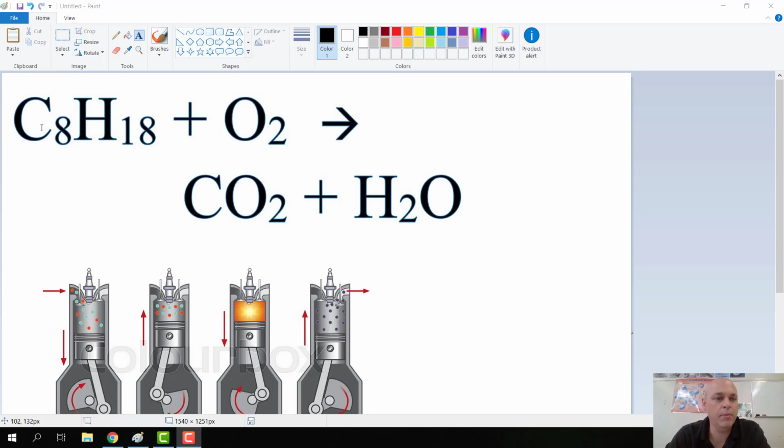And you can see up above here we have the formula for combustion with octane, where C8H18 is the octane and O2 is the oxygen. So those two are going to combine, and they're going to be the reactants in our combustion. It's what we start with.